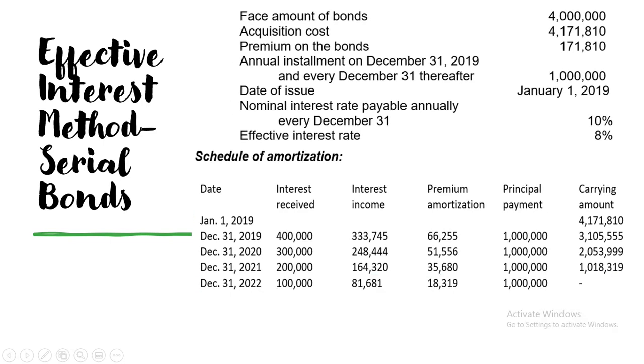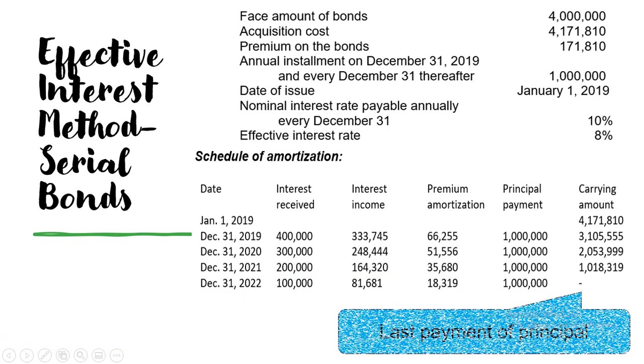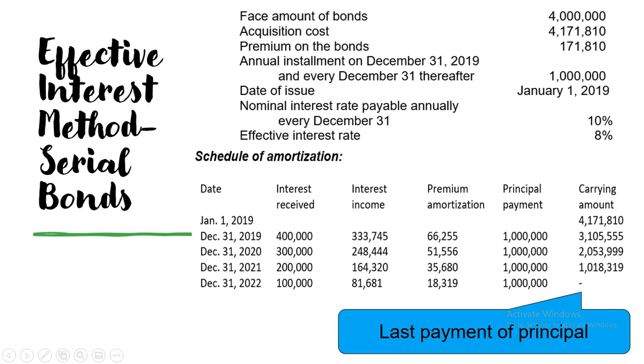And for the last year, 1 million, which is the balance of the face amount of the bonds, times 10%, the nominal rate. Then interest income, but in this case, skip pala kasi last year pala yan. So, carrying amount, the last payment of the principal should be 0. So, bakit 0? Kasi nga, paid na yung 1 million. Principal payment na 1 million.